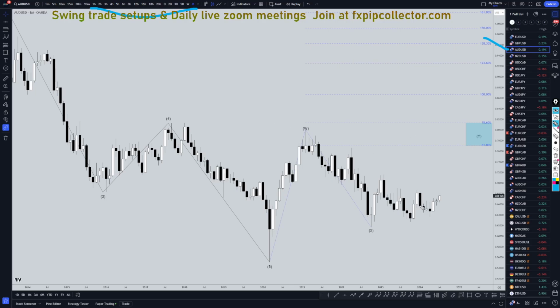So on the Aussie dollar, I'm definitely still very bullish. I still think this is very likely an ABC of wave Y, which is part of this three waves of W, three waves of X, and three waves of Y pattern. I still think it's more likely it probably will eventually go up and take out these highs.